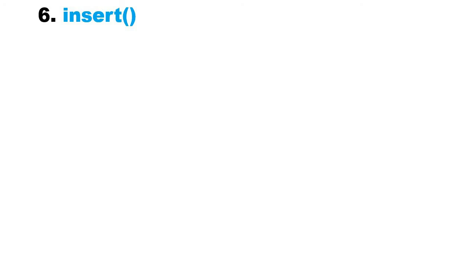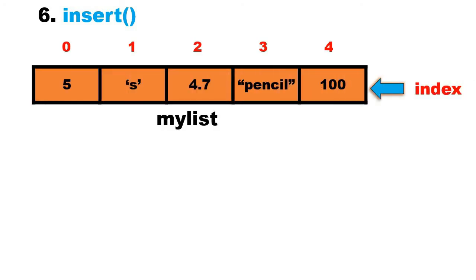Okay. Here I have taken the same example which I used in my previous video. The list name is mylist and the index is starting from 0 and ending with 4. Inside there are 5 elements present in the list. So if you want to insert any element at a particular index, you use the insert function.